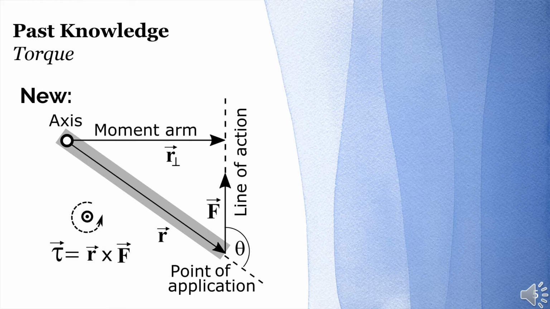Other concepts I was not familiar with before are the symbols for the direction of torque. The circle with the X stands for into, while the dot represents out of.